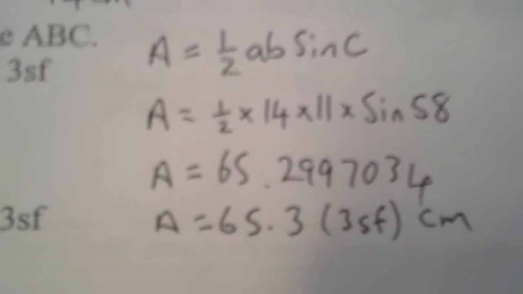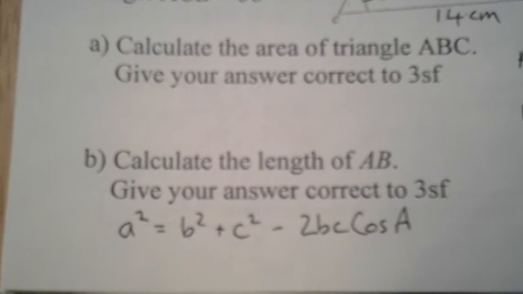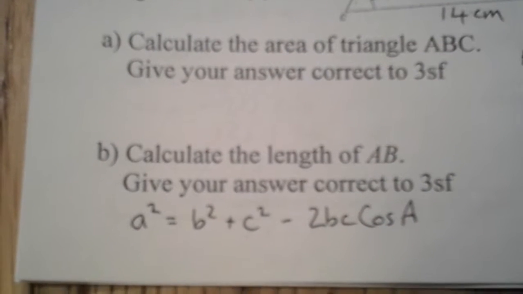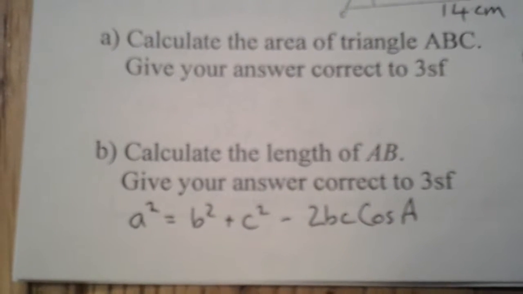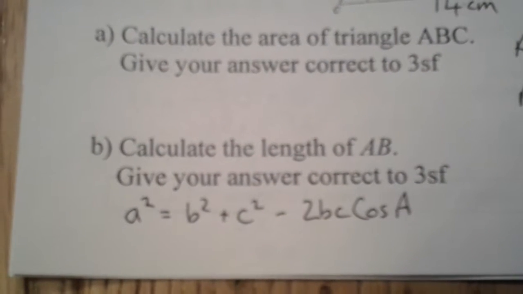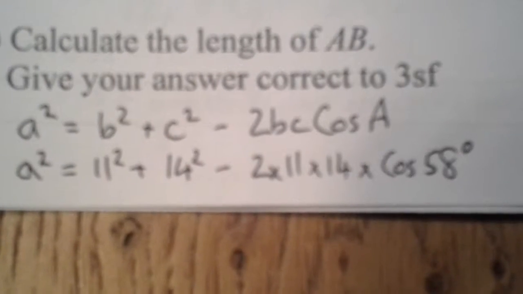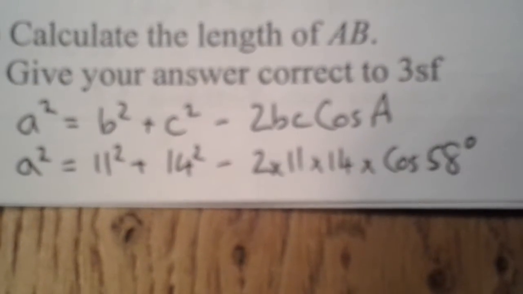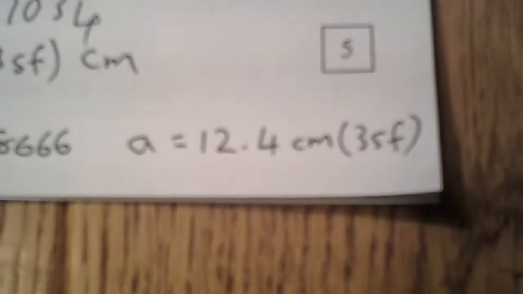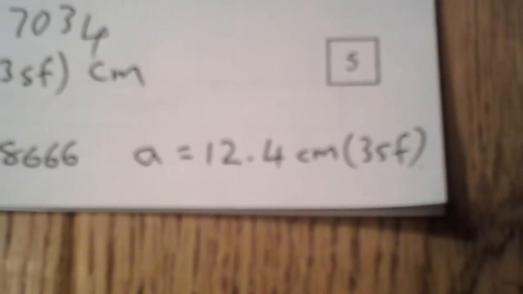Don't forget the units. Using the cosine formula, again in the front of your booklet, you need to identify the 2 sides and the angle between them and substitute them into the formula. That will give you a squared and then square root to find the size of a. It should look something like this. Now work it out and round to 3 significant figures again. A squared is 153.7848666, so A is 12.4 centimetres, rounded to 3 significant figures.